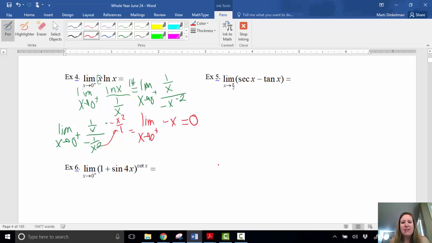So example 5 is going to be infinity minus infinity. There are a couple things we could do, but let's go ahead and change this into a fraction first before we start L'Hopital's rule. So secant, remember, is 1 over cosine, and tangent is sine over cosine. So I'm going to write it as one fraction with cosine in the denominator. This is 1 over cosine, and this is sine over cosine.